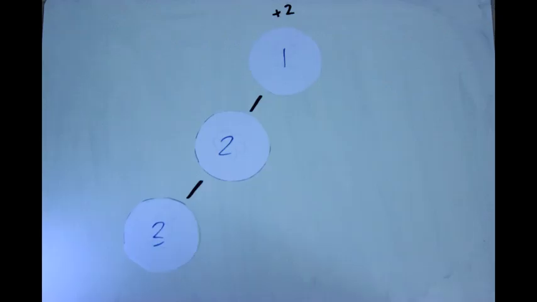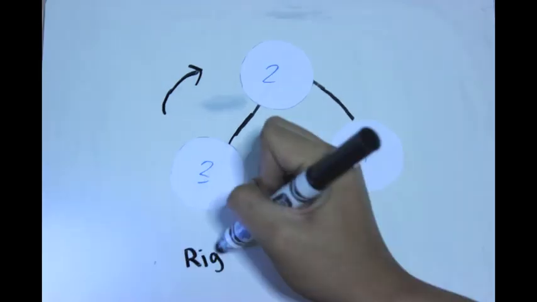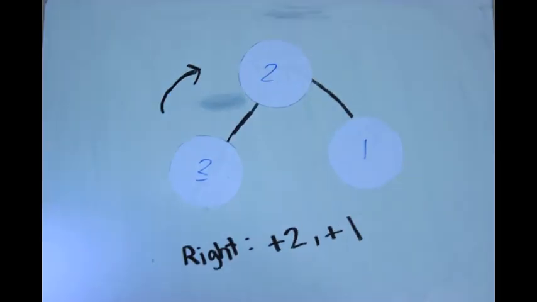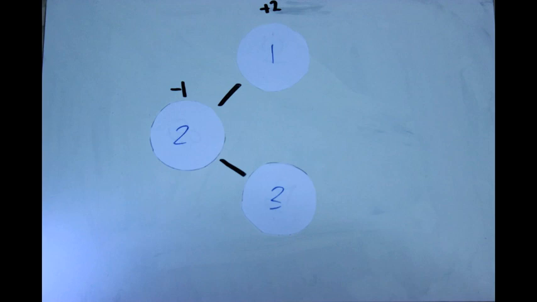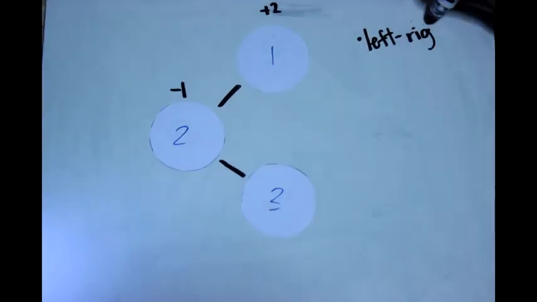First, we check the balance factor. If the balance factor of a node is positive 2, this means that the left subtree is greater than the right subtree. For this, check the balance factor of the left child. If the balance factor is equal to positive 1, perform a right rotation. But if the balance factor of the child is equal to negative 1, perform a left-right rotation.